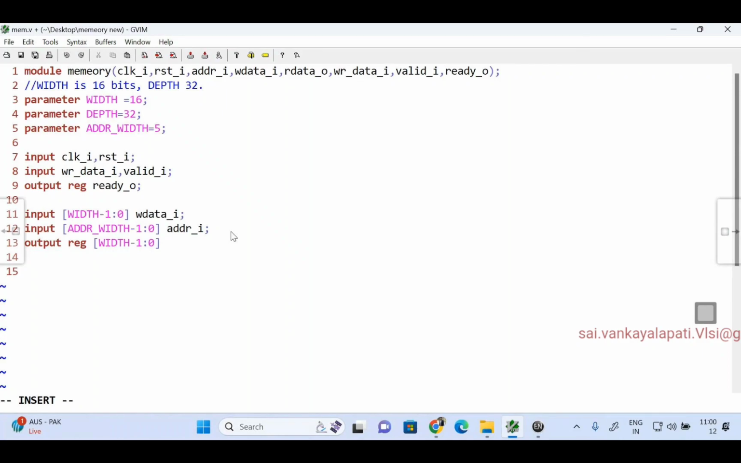All data of what it is? Output? This is output, right? Read data is nothing but 1 output. Then what I need to do next? Now I need to model the memory, right?